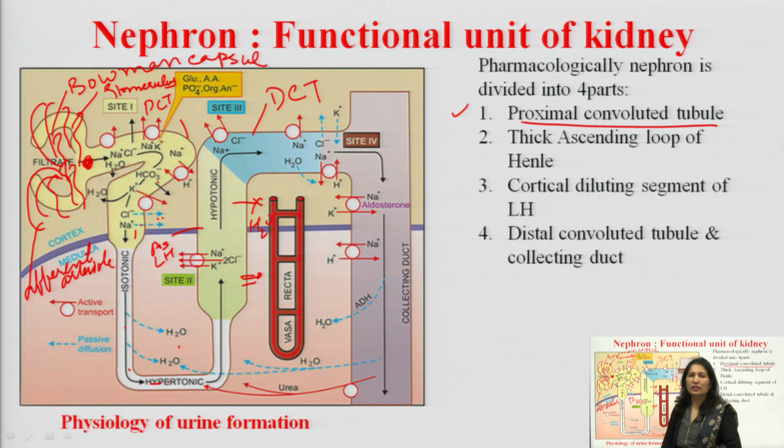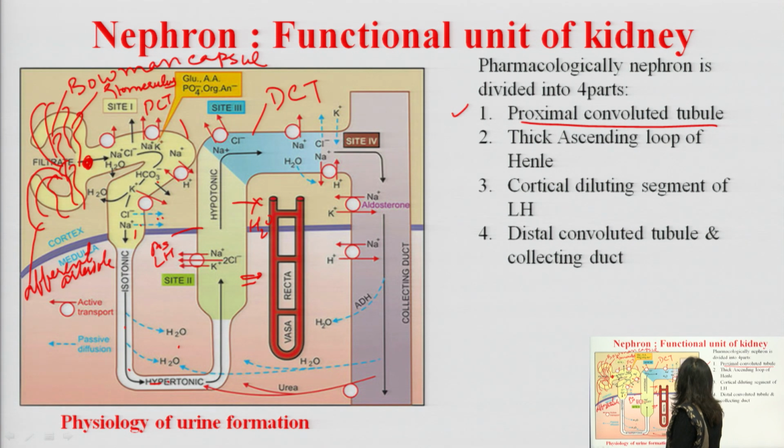This hypotonic fluid now goes to site 3, the distal convoluted tubule, DCT. The loop of Henle is present in the medulla. From the ascending loop of Henle, the hypotonic fluid goes to the distal convoluted tubule, where 8 to 10% of the sodium gets reabsorbed through the sodium chloride co-transporter. This site is also relatively impermeable to water, so the solution will again be hypotonic.